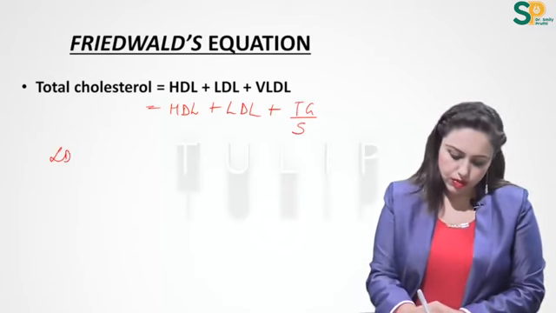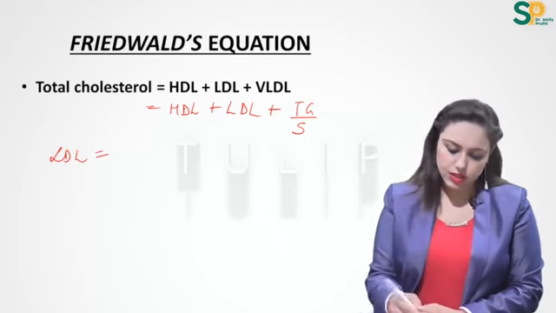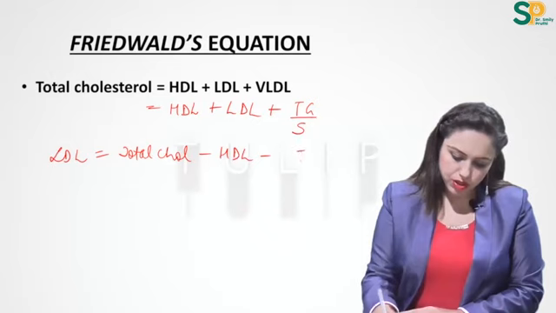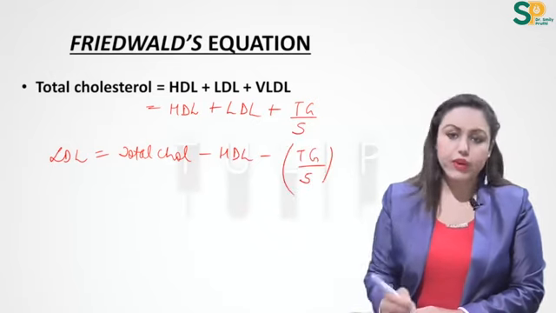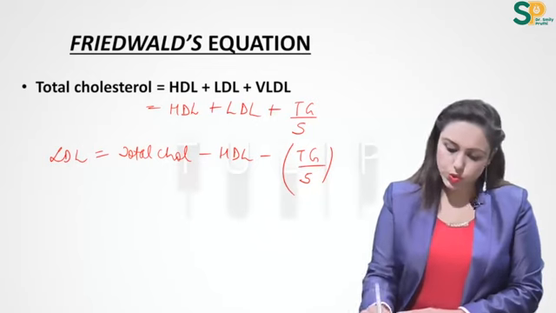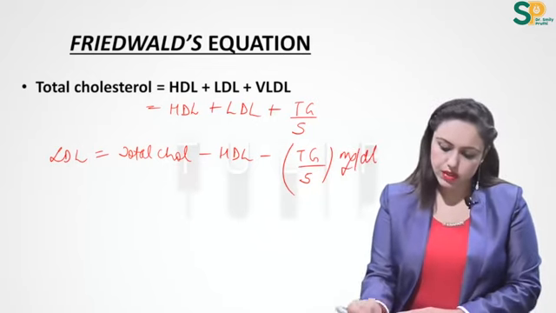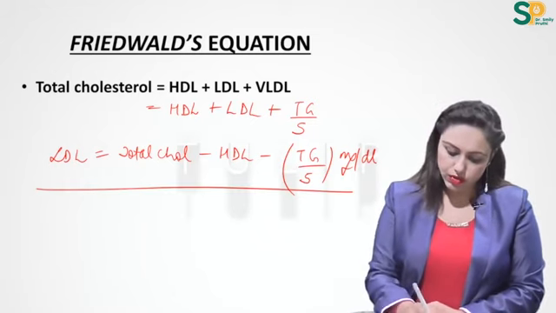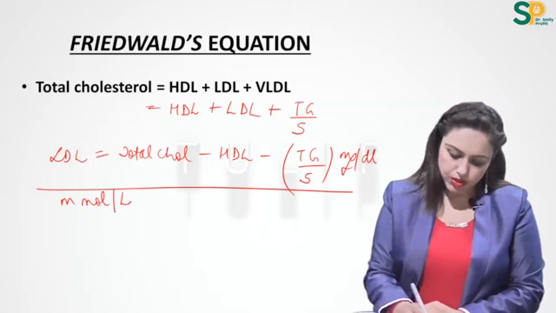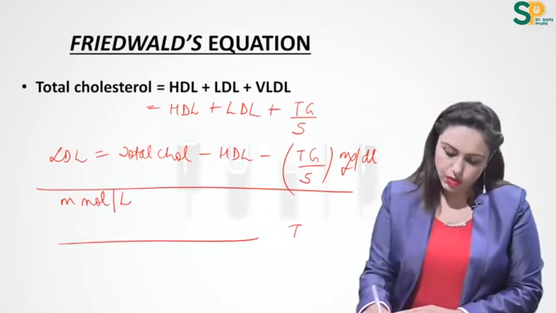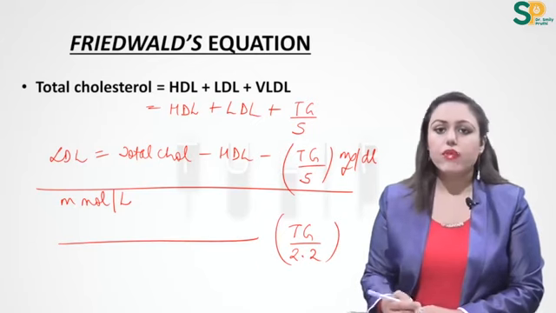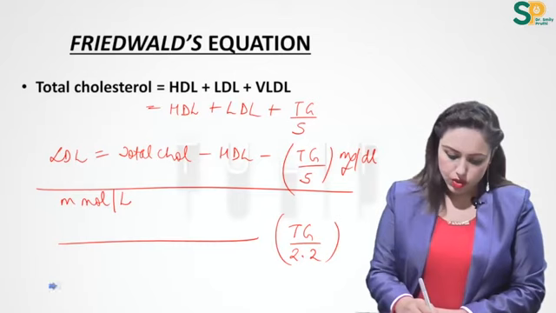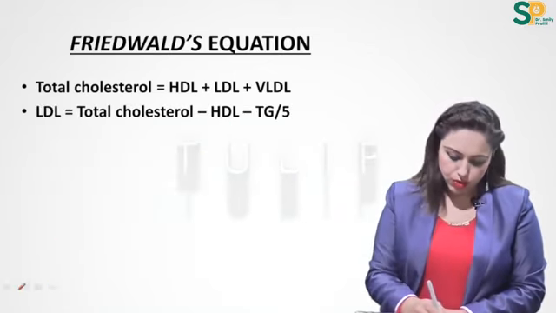So in that case, if we have to calculate LDL, then LDL will be total cholesterol minus HDL minus triglyceride by 5. This equation you have to use when the units are given in milligrams per deciliter. But if the units are given in millimoles per liter, then almost the same equation, but now you will write triglyceride divided by 2.2. So now the answer will be in millimoles per liter, right?